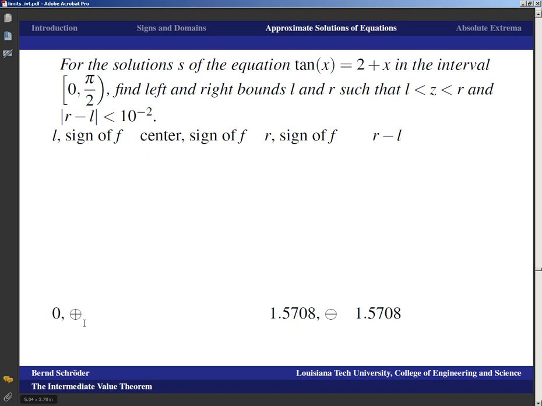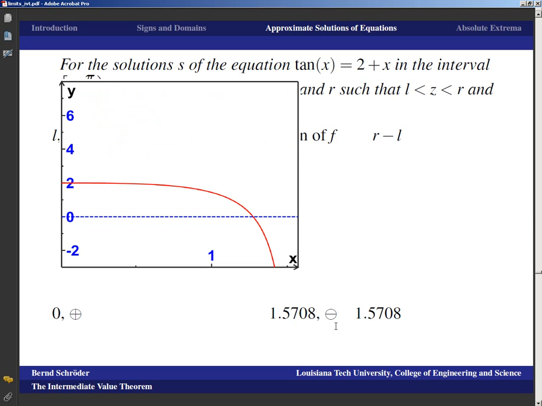And we know from the picture on the previous slide, the function is positive at 0 and negative at 1.5708. That's what we're also seeing here. The difference is, of course, not below the tolerance. Okay, we find the center point, and of course we're going to use a calculator for that. And then we don't need to draw the graph. We could just compute it, but we realize that the function is positive at the center point.